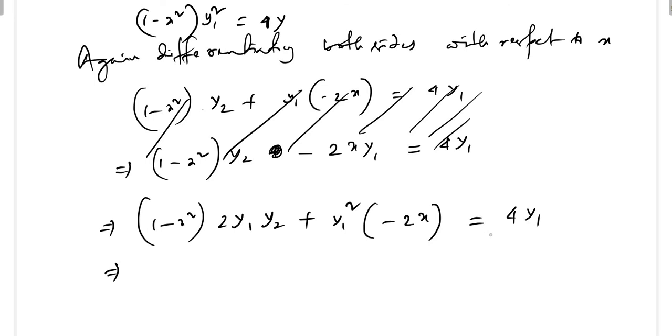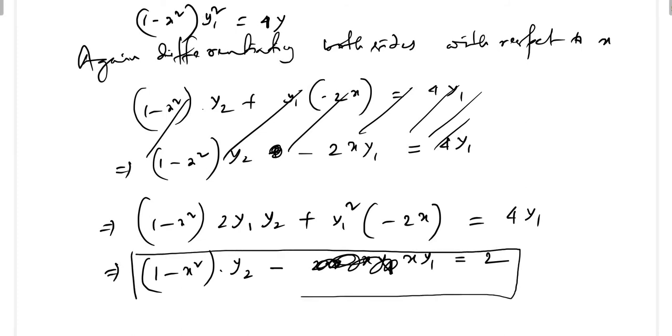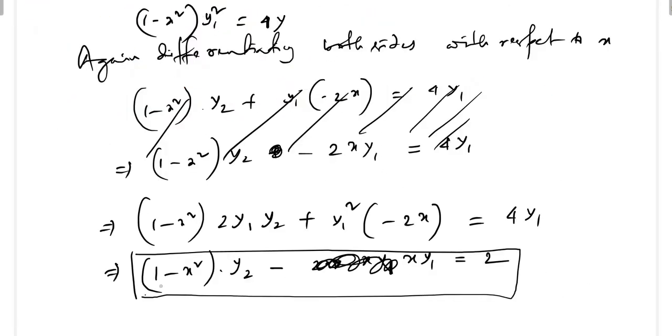So 2 is the common factor to every term, so I can delete 2. So it is 1 minus x square, and I can delete y1 as well. So 2y1, I can divide every term by 2y1. So 1 minus x square into y2 minus x y1 minus 2 equal to 0. Okay, I think this is the first question. Yes, 1 minus x square y2 minus x y1 minus 2 equal to 0.